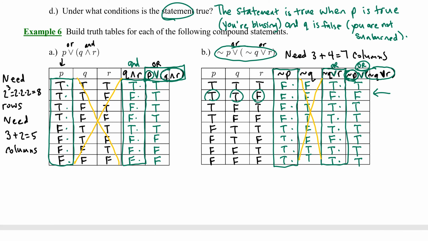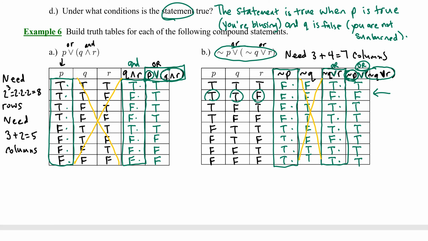And again, the key to filling out these basic truth tables are some things. Know the rules for your connectives, not, and, and or. When are those true and false? And understand how do I determine how many rows? How do I determine how many columns? And then how do I set up the truth values for my simple statements?